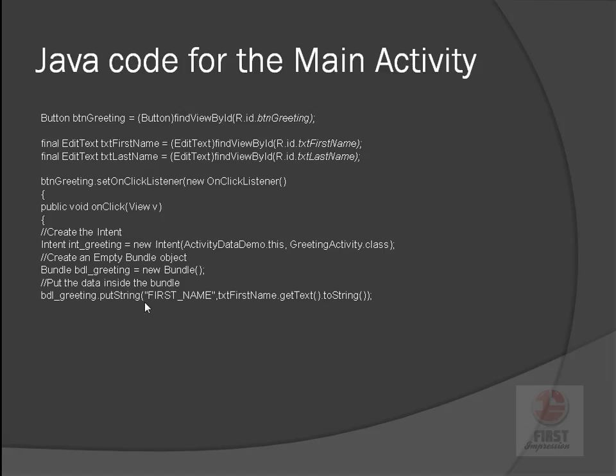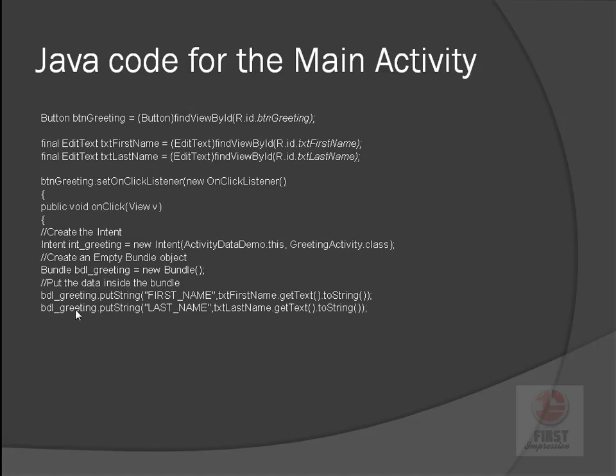The first argument is the name or the key of the value. So we'll give the key as first name and the value as txt first name.getText().toString(). Whenever someone clicks on the button, whatever value is inside txt first name, we'll get that value and put it inside the bundle. This was for the first name. Let's do it for the last name as well.